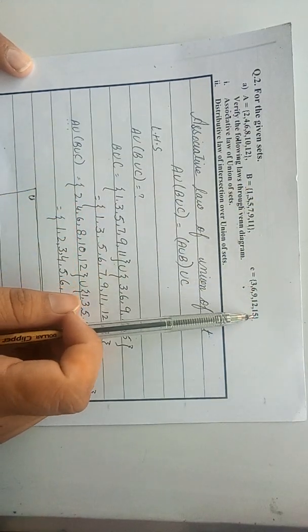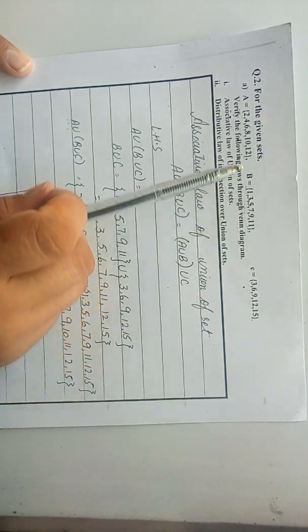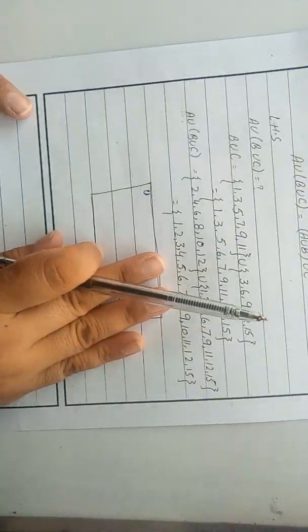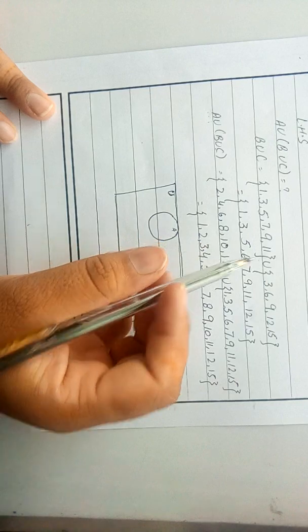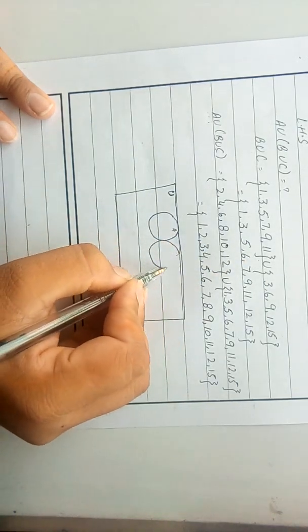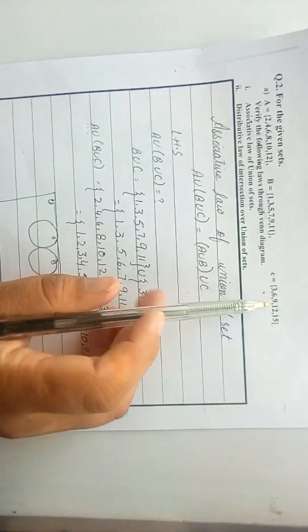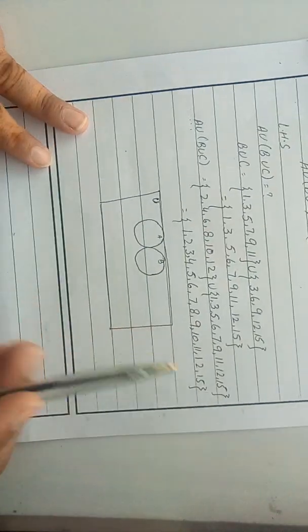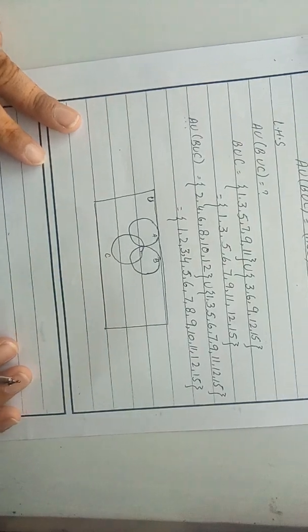Next, set C is {3, 6, 9, 12, 15}. This set contains 3 and 9, as B contains 3 and 9. So sets A and B are disjoint sets, and B and C are overlapping sets. Then how will we draw it? This is set A and set B, drawn separately because they are disjoint sets, and set C contains elements of both B and A, as 6 and 12 from A and 3 and 9 from B. So it will be formed like an overlapping set with both of the given sets.